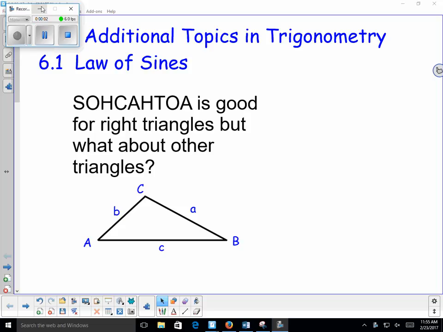Okay, we're looking at section 6.1. Additional Topics in Trigonometry is the title of this chapter. 6.1 is the law of sines. So we are going to try and solve triangles that are not right triangles.